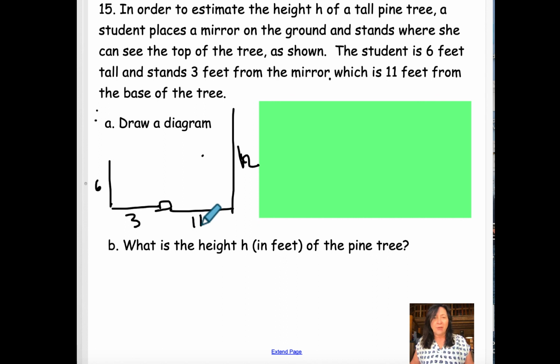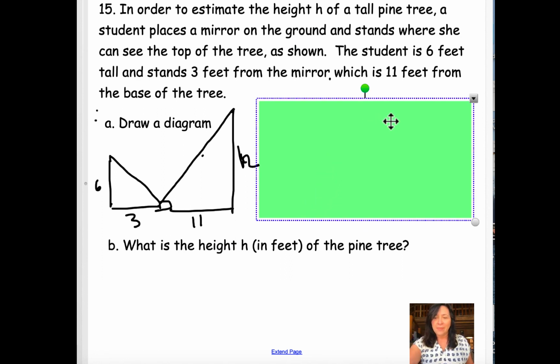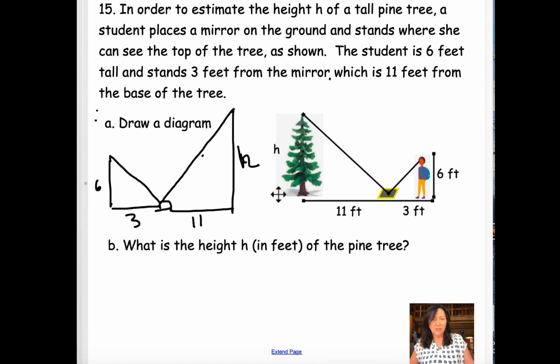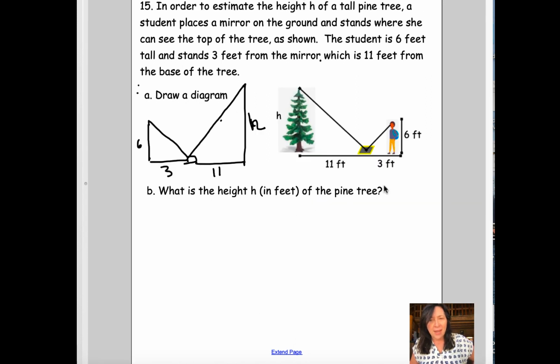First of all, you're just going to draw the diagram. So this has got to be like a reflection. And so that's what I get when I draw that. I hope you got something similar. I drew it a little flipped, but that's totally fine. And so you've got 3, and then you've got 11, and you've got your height. So your job is to find the height of the tree.